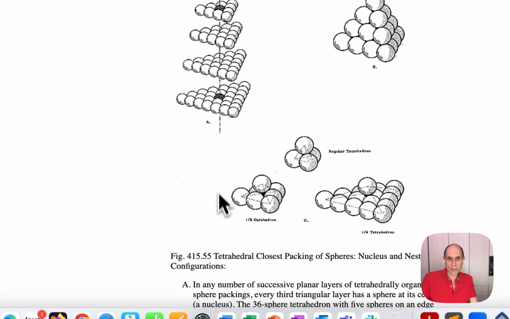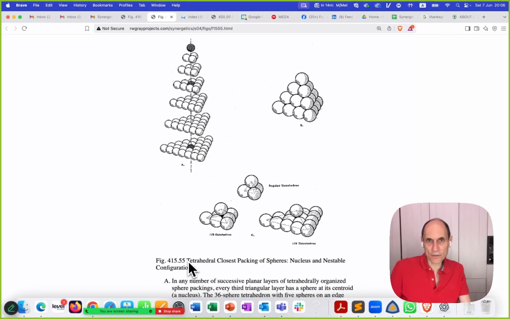We're looking at figure 415.55 from Synergetics. Tetrahedral closest packing of spheres, nucleus and nestable configurations. A. So we're going to start with this drawing here where you see a black ball and you see 3 spheres, because that is what would nest if you were packing in a tetrahedral fashion.